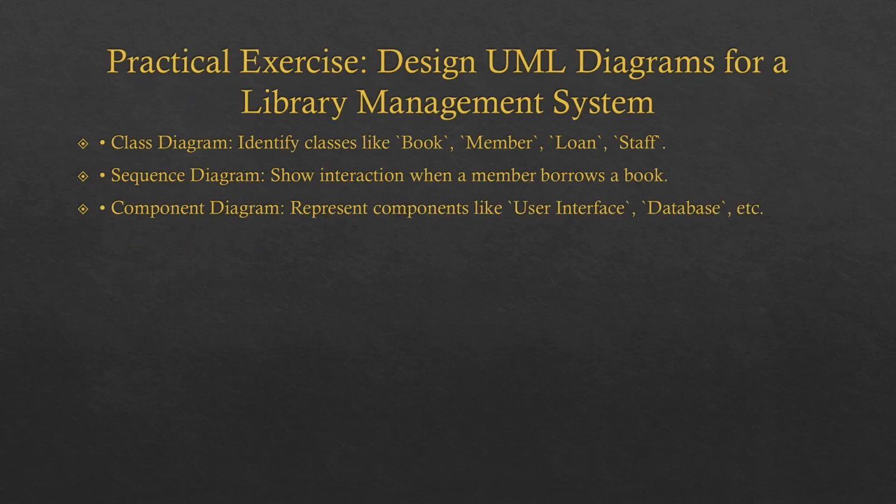Now, let's put this into practice. Imagine we need to design UML diagrams for a library management system. We start by creating a class diagram to represent entities like book, member, loan, and staff. Next, we create a sequence diagram to show the process when a member borrows a book. Finally, we create a component diagram to show the major system components such as user interface, database, and loan management.